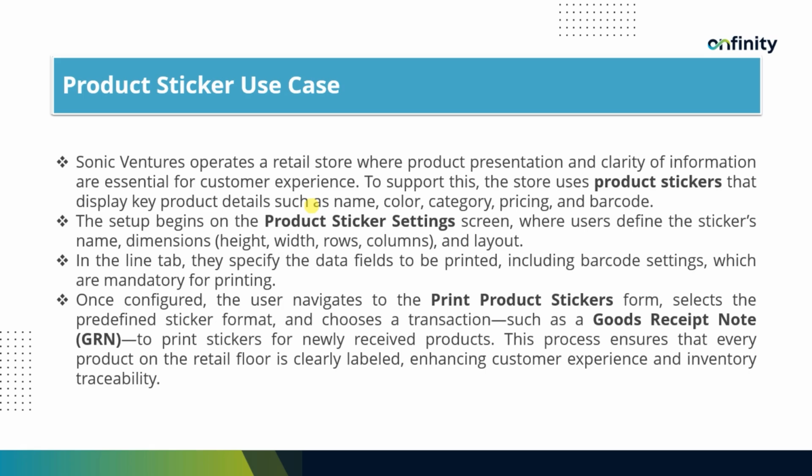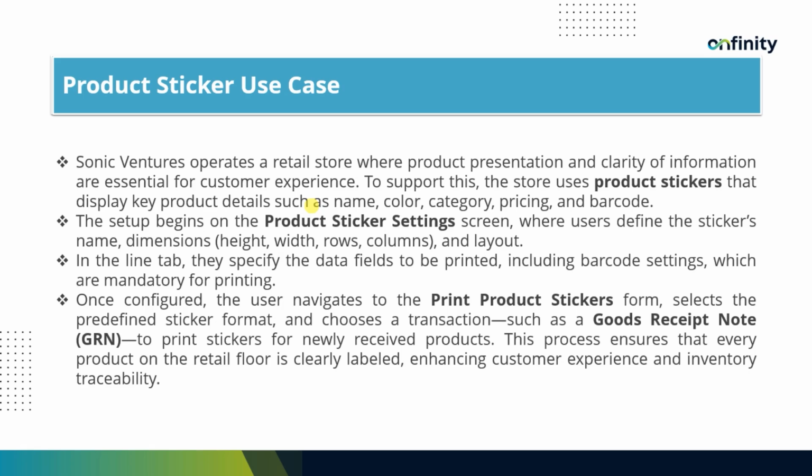To support this, the store uses product stickers that display key product details such as name, color, category, pricing, and barcode. The setup begins on the product sticker settings screen, where users define the sticker's name, dimensions, height, width, rows, columns, and layout. In the Line tab, they specify the data fields to be printed, including barcode settings, which are mandatory for printing.